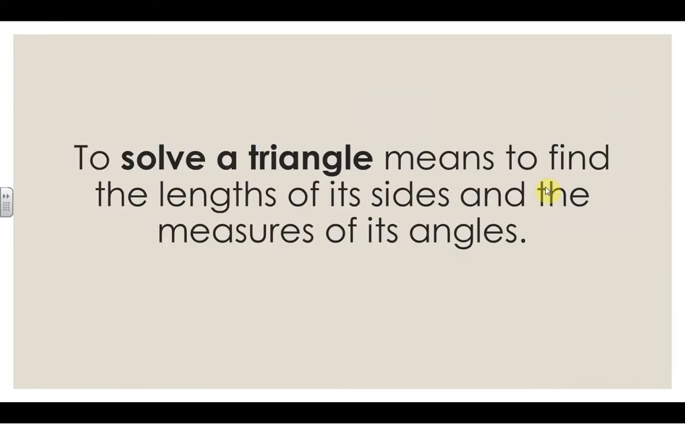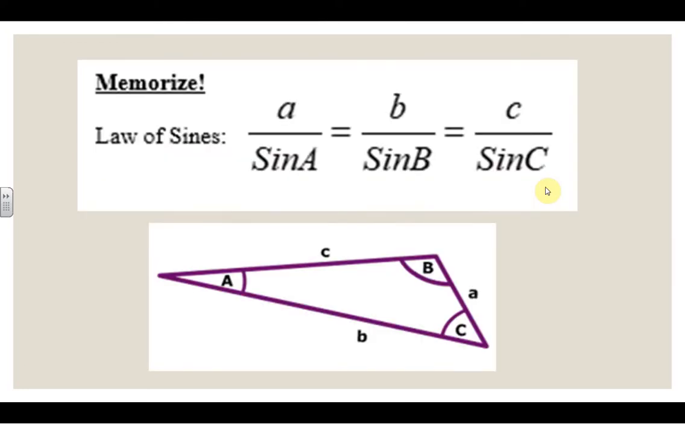So, to solve a triangle means to find the lengths of its sides and the measures of its angles. All of the sides, all of the angles, people. You need to know the law of sines formula. It's the amazingest thing ever, because basically, if you're given 3 pieces of a triangle, you can find everything else. And it's really, really easy to remember.